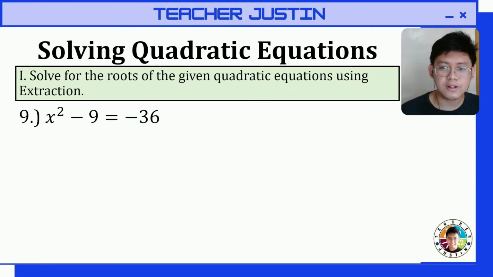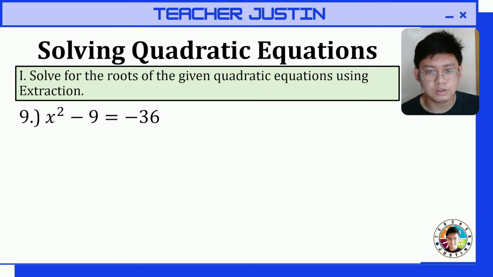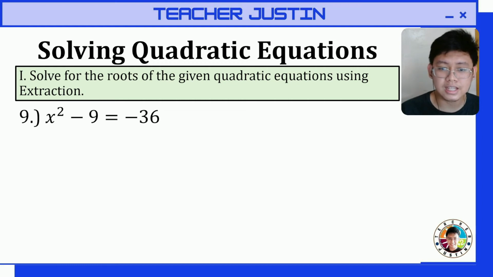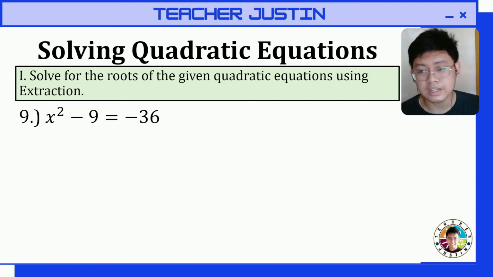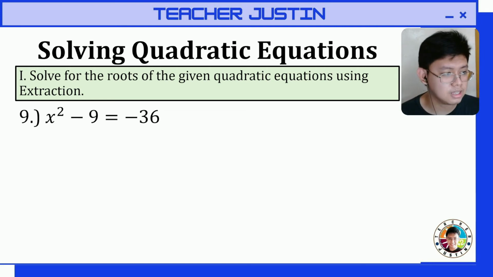Alright. Okay, let's solve for the roots of this quadratic equation using extraction. So, we're given x squared minus 9 is equal to negative 36. So, in using extraction, ang gagawin natin is i-isolate natin yung variable x and ililipat natin lahat ng nakapalibot na number kay x dun sa kabilang side. So, let's remove negative 9 and lipat natin sa kabilang side.